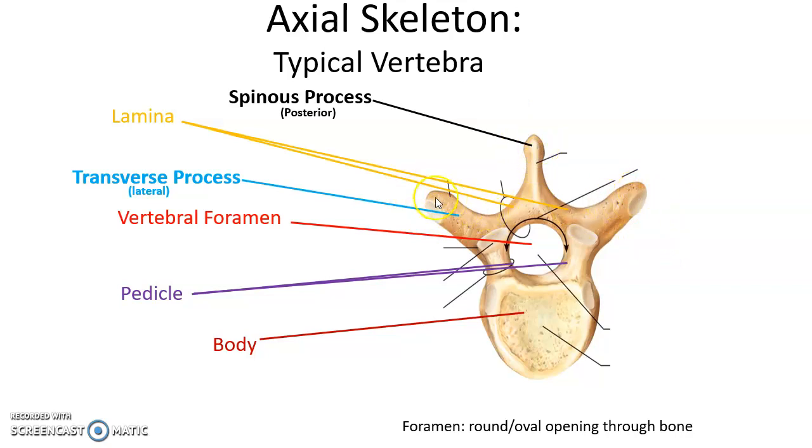All right, there's also these processes that stick out from the vertebra. This includes on the right and left sides the transverse processes, and then sticking out posteriorly the spinous process. And those bumps that you can feel in the middle of your back are actually the spinous processes of your vertebrae.